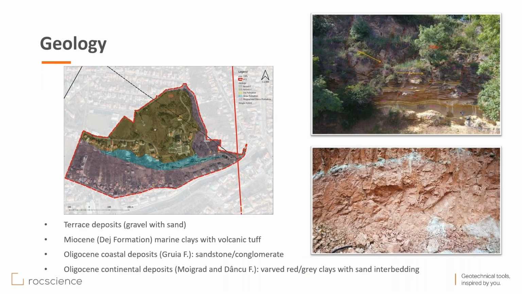The geology is one of the most important factors, since on the site we can find multiple soil and rock types. In the upper right picture, you can observe the Gruia formation, which is a sandstone, and in the lower right of the slide, you can observe the Oligocene continental deposits consisting of warped red clays with sand interbedding.